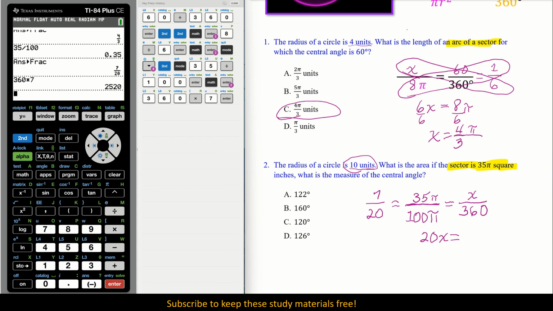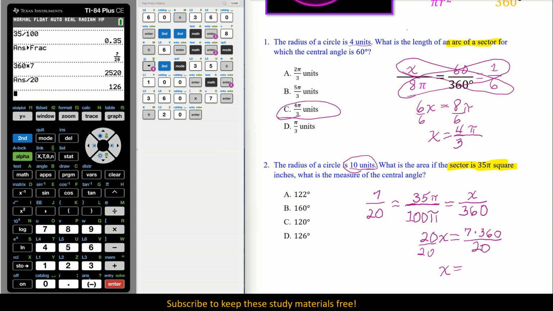Okay, and actually, you know what? I didn't even do that when I did this. I just did it like this. I said 7 times 360, and then after I got all that, I knew that I divide by 20. And then that would give me the value of x. So I've already got 360 times 7. I have that answer. Now I just divide by 20, and that's 126, which is an option, and that's option D.